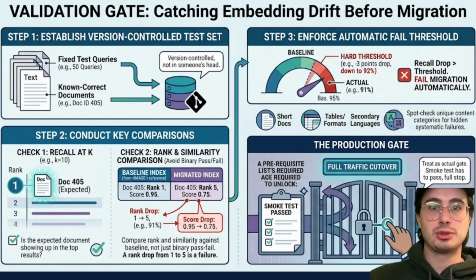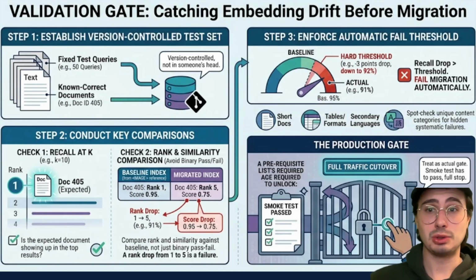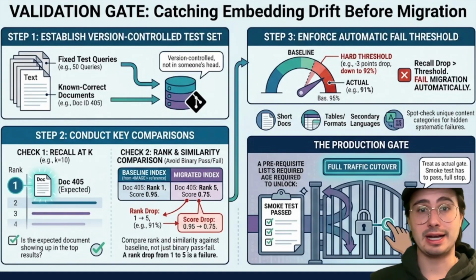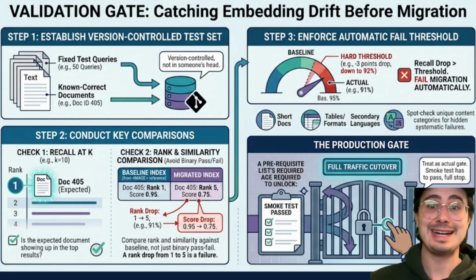So set a hard threshold, right? Recall can't drop more than 2 or 3 points below baseline, and fail the migration automatically if it does, and then spot check edge cases deliberately too, right? Short documents, unusually formatted content, anything in a secondary language, because an average across your test set can look perfectly healthy while quietly hiding a systematic failure in one category of content.